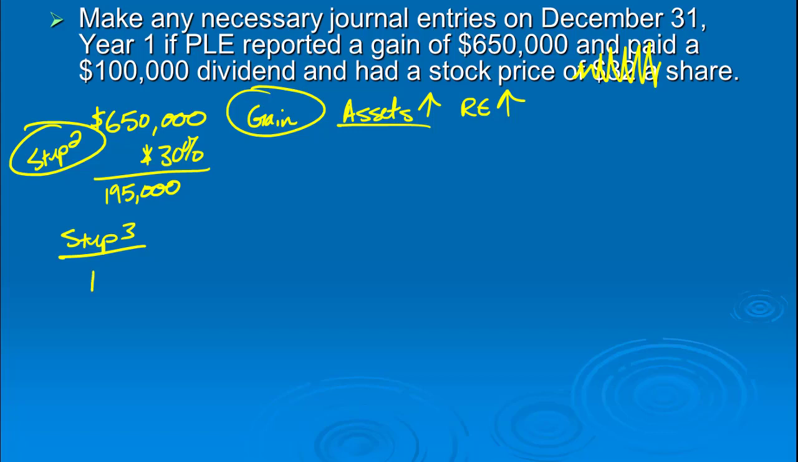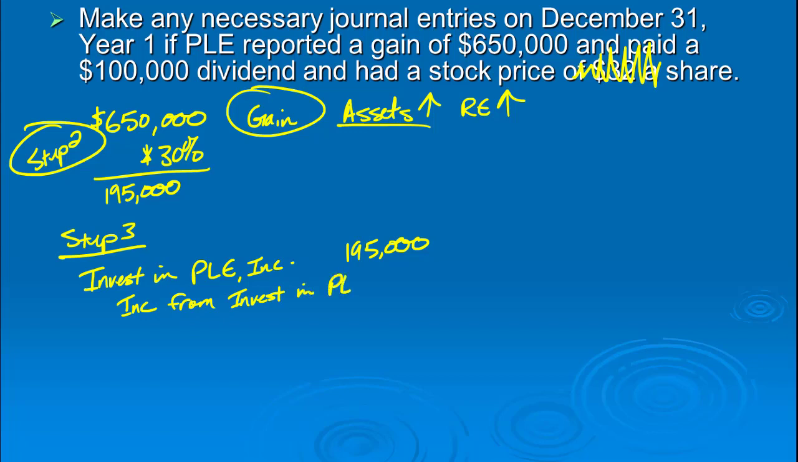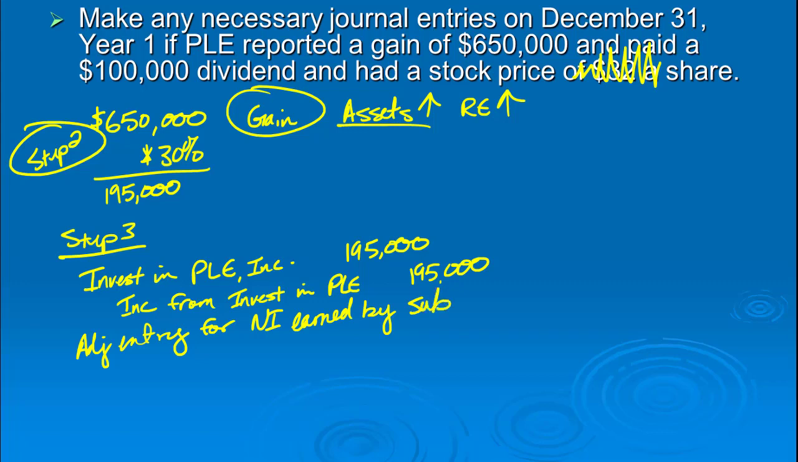And that is, we're going to increase my asset, investment in PLE Inc., $195,000, and I would record it as income. Income from investment in PLE. And this is an adjusting entry for net income earned by subsidiary.